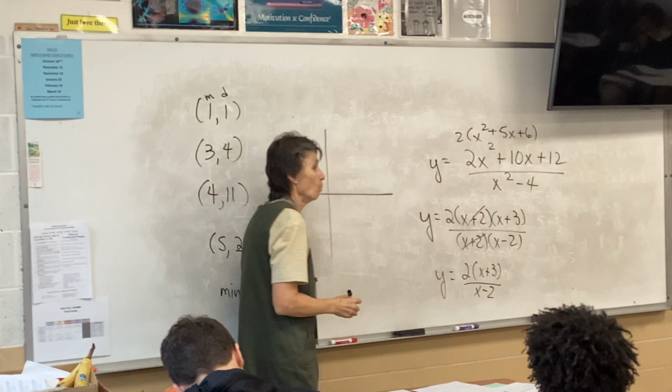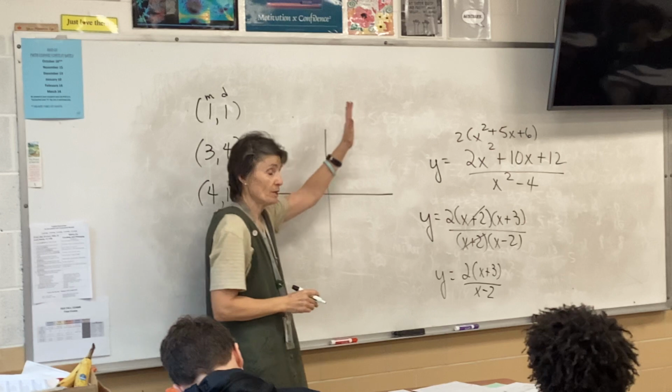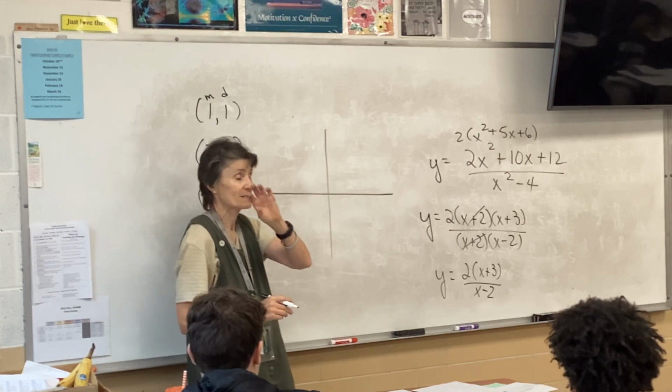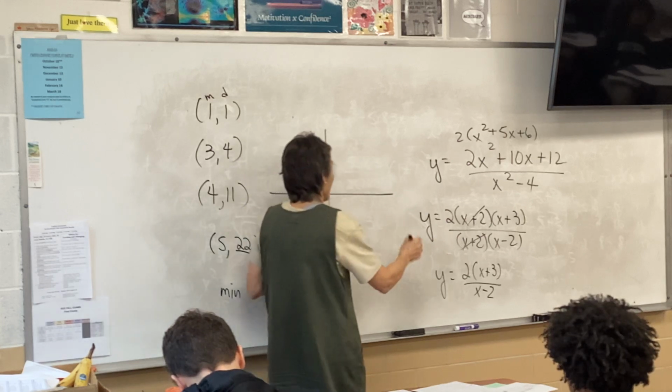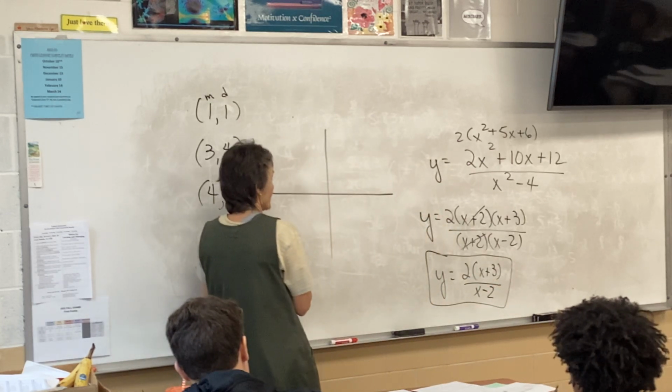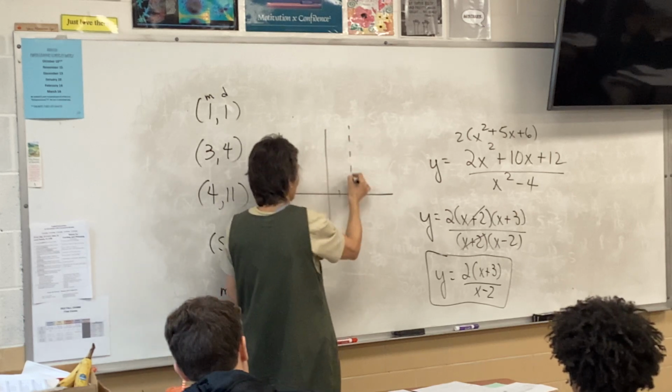So, again, this could be one huge question like this, or it could be like the ones on the review sheet where you're just asked specific pieces of it. So, where are the asymptotes? Let's get those in the picture. The vertical asymptote is at x equals 2.